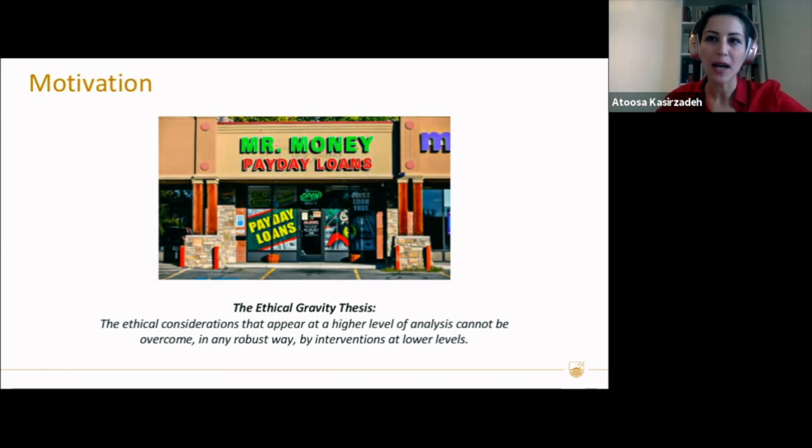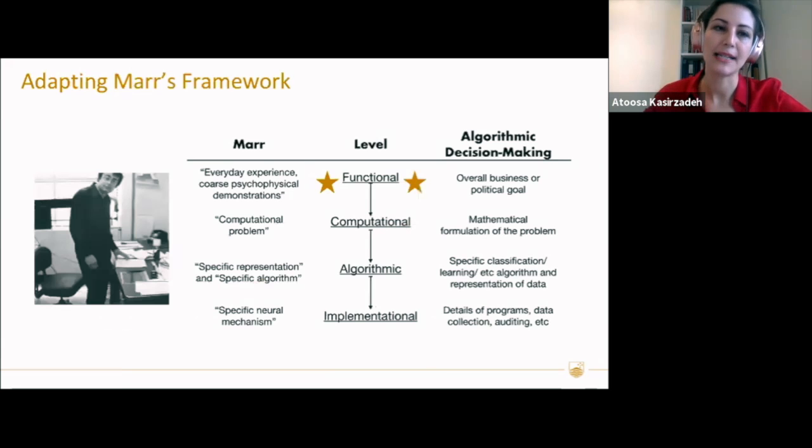I talk about thinking about ethical problems at different levels of analysis, and it's good to say what I mean by that. The ethical gravity thesis more specifically makes a claim about a dependence relation between different levels of analysis of an automated decision-making system. And what are those levels? There are many different ways to think about this level-based analysis. There are many different frameworks out there.